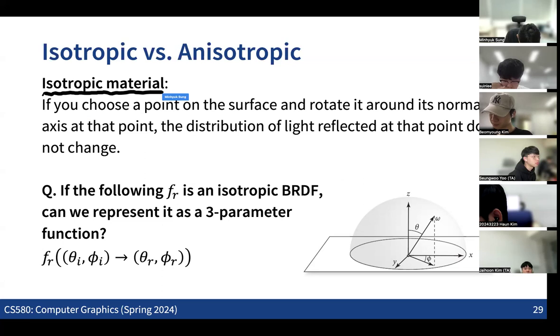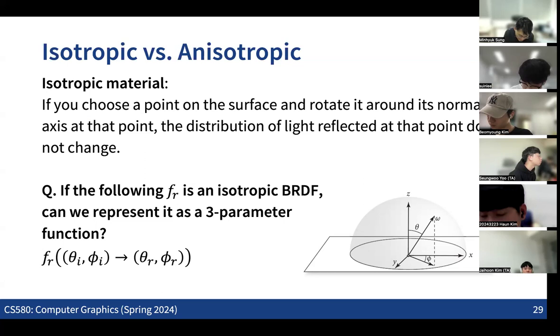So the isotropic material is defined in this way. If you choose a point on the surface and rotate the surface around its normal axis at that point, then the distribution of the light reflected at the point does not change. This is the definition of an isotropic material.